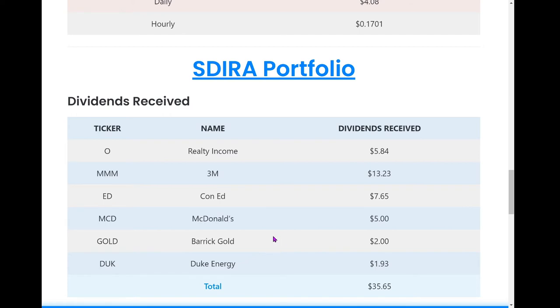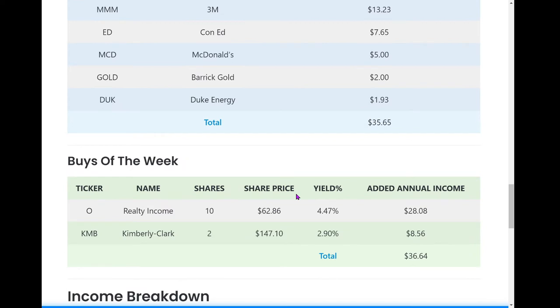Barrick Gold, ticker symbol GOLD, $2 from Barrick Gold. I got paper gold, I got physical gold, I got jewelry gold, I got gold everywhere. So gold's paying me money, $2. And last but not least, once again, Duke Energy, ticker symbol DUK, $1.93. So I received $35.65 this week.